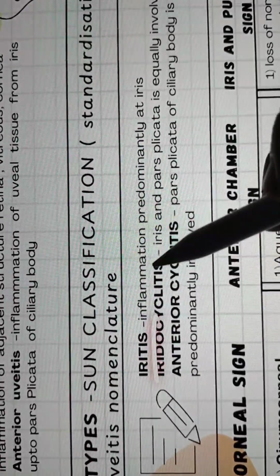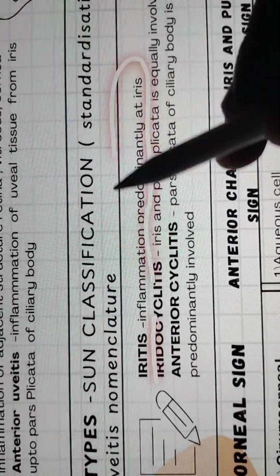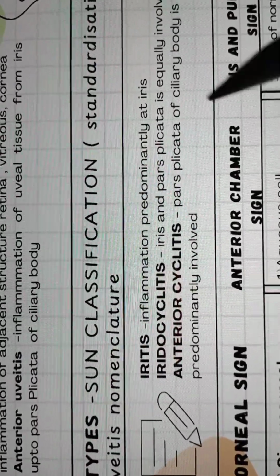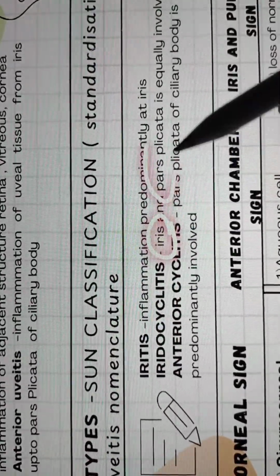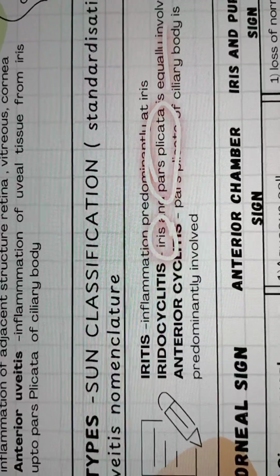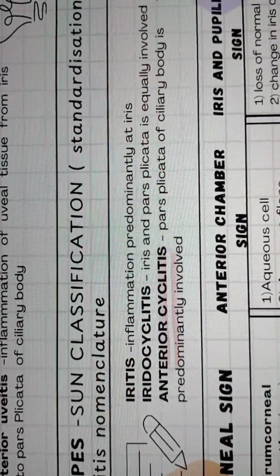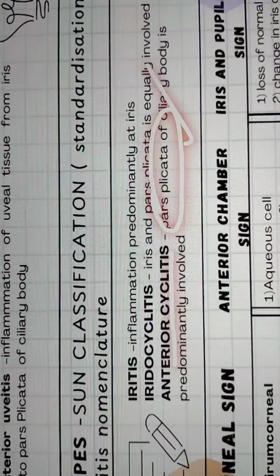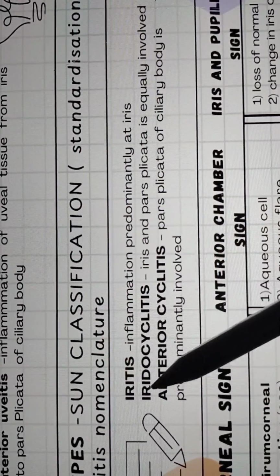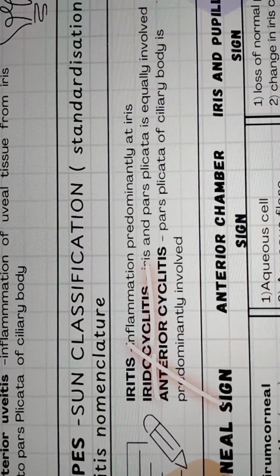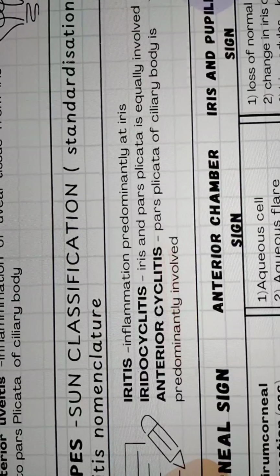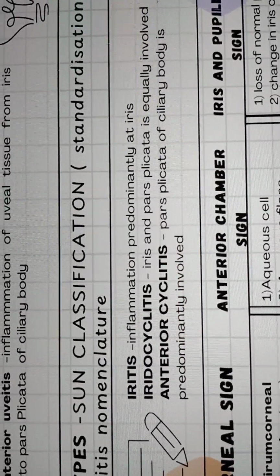So iritis is nothing but the inflammation predominantly at the iris. What is iridocyclitis? It is an inflammation of the iris and the pars plicata equally. What is anterior cyclitis? That is nothing but the pars plicata is predominantly involved. So iritis is mainly iris. This is iridocyclitis, both the iris as well as pars plicata. Anterior cyclitis is nothing but your pars plicata is completely involved.